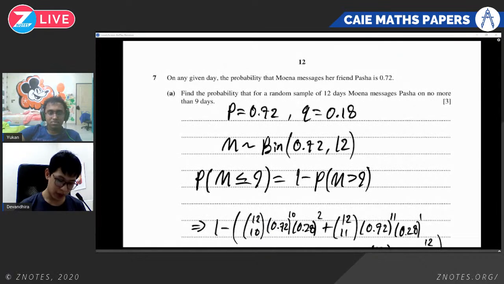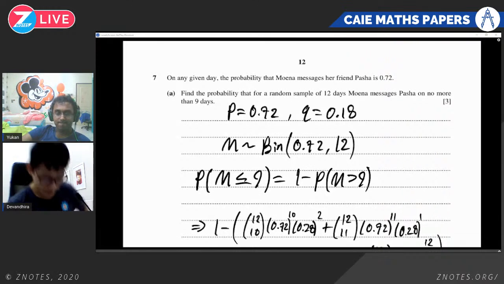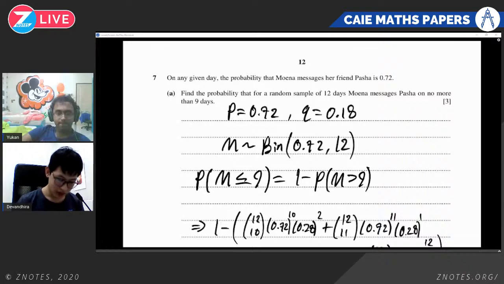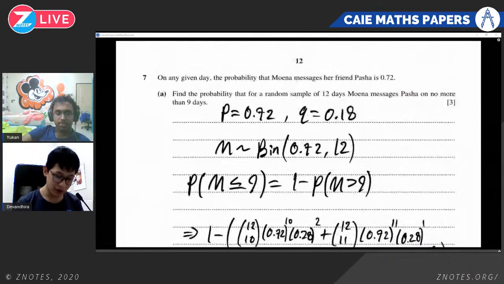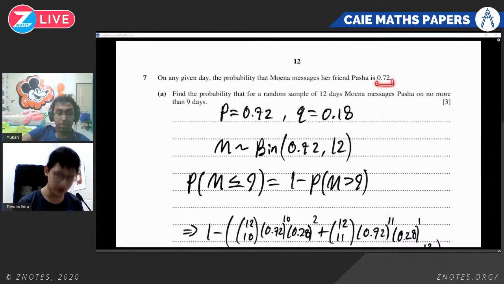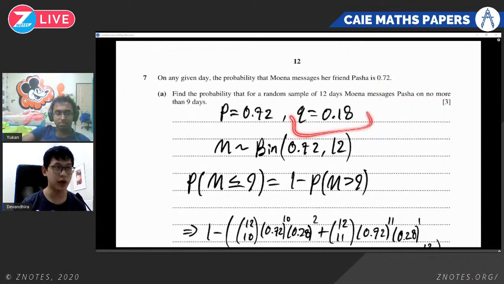On any given day, the probability that Mona, not Moana, I thought it's Disney Moana, messages her Pasha is 0.72. Find the probability that for a random sample of 12 days, Mona messages Pasha on no more than 9 days. Right. So as you can see here, it's a sample of 12 days, and there's a success rate of 0.72. That means we have to use the binomial distribution, right? Yep. So the success right here is 0.72. And to get the failure, you just have to do 1 minus the success. There's 0.18.